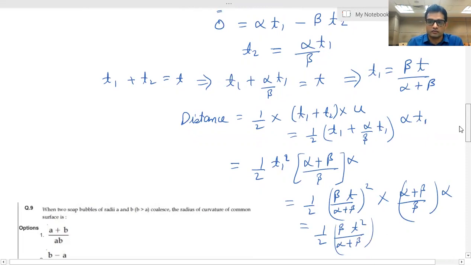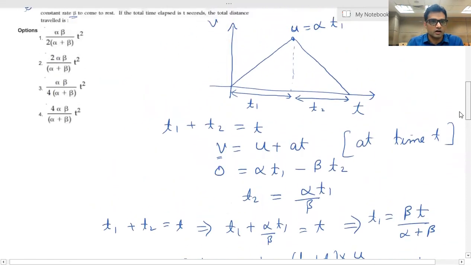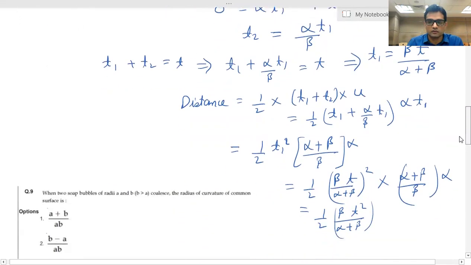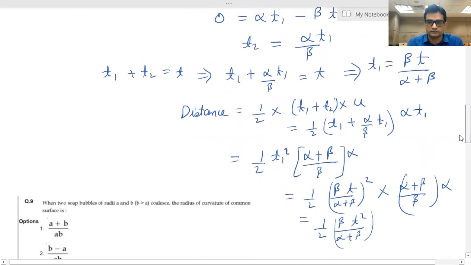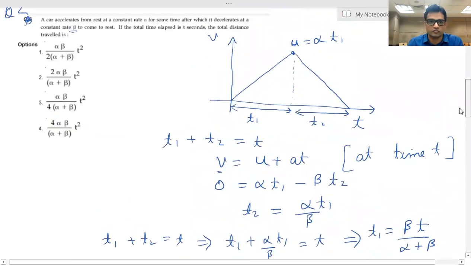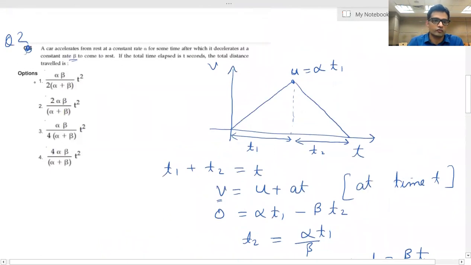We can see we are getting half alpha beta upon... yeah, I missed one alpha here. This alpha will also come: half alpha beta T square upon alpha plus beta. So this option 1 is correct.